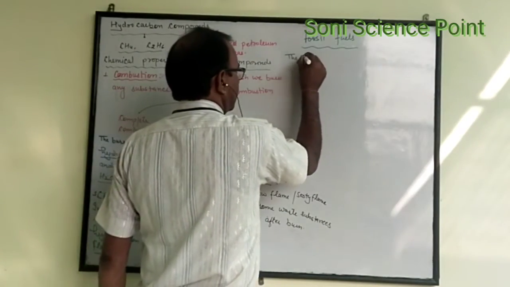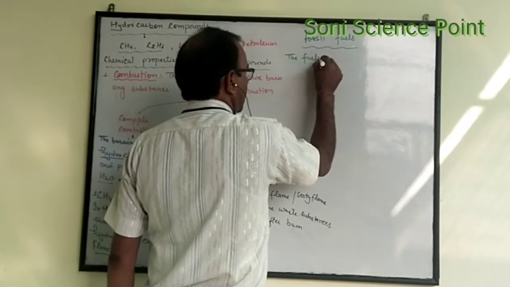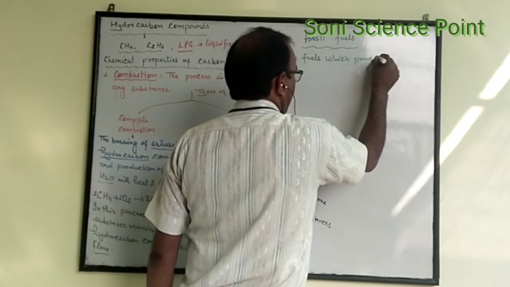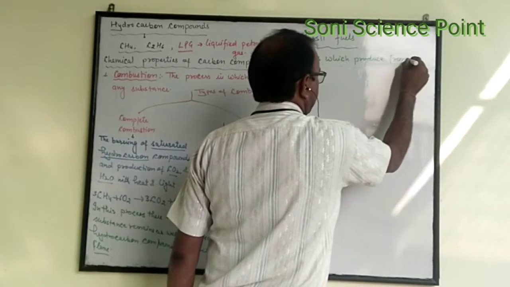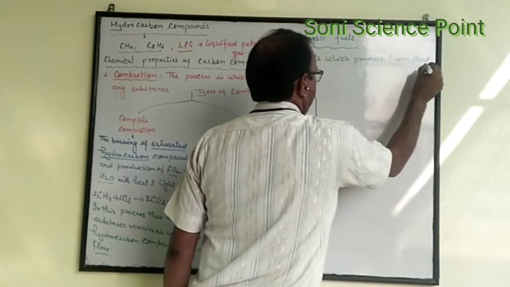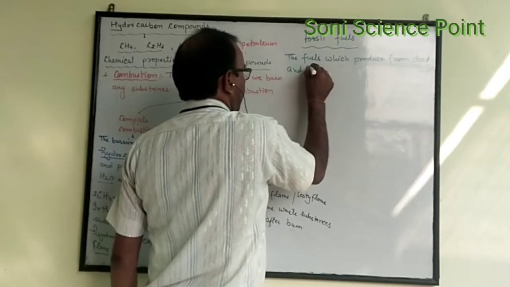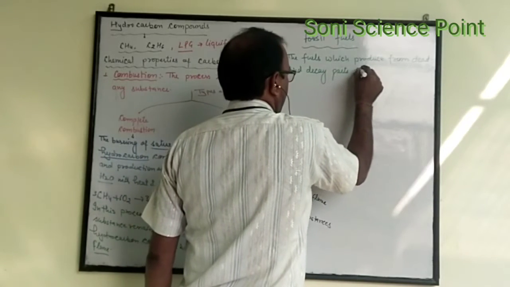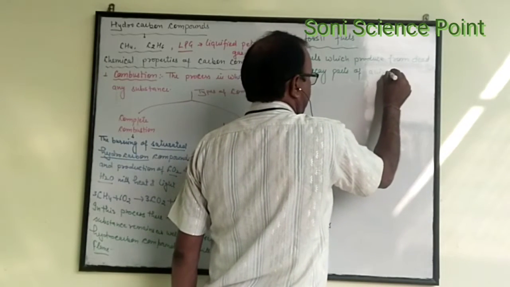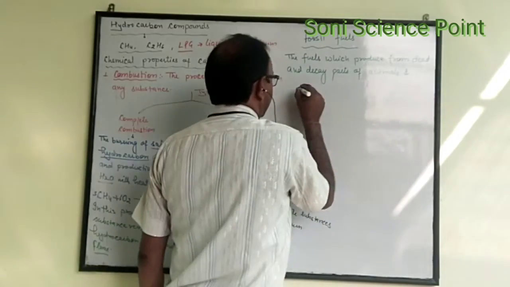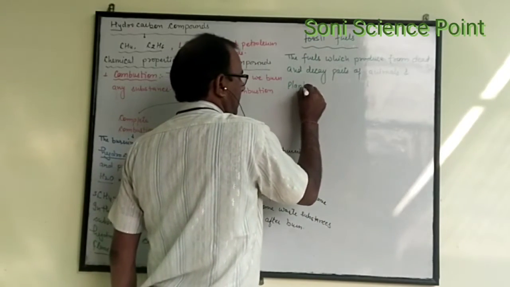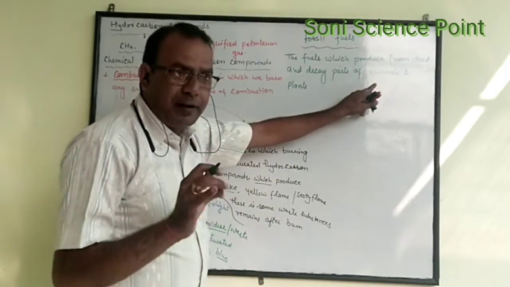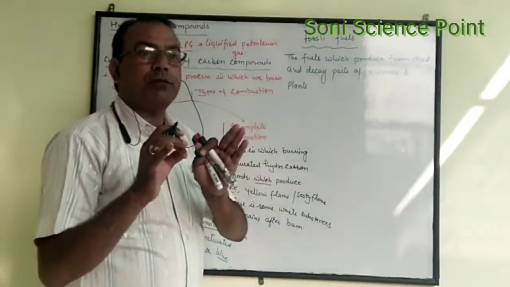The fuels which are produced from dead and decayed parts of animals and plants. The fuel which is produced from this type of dead and decayed parts of plants and animals. Dead parts of animals and plants are known as fossils.